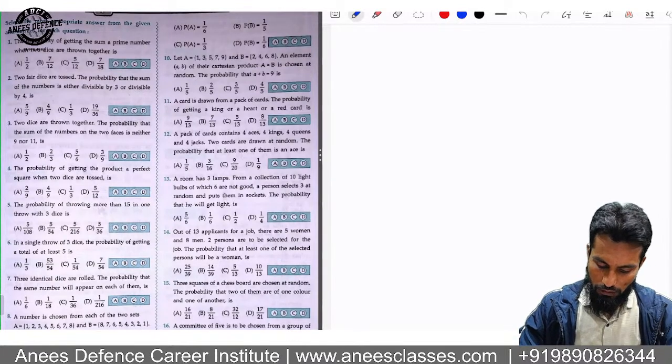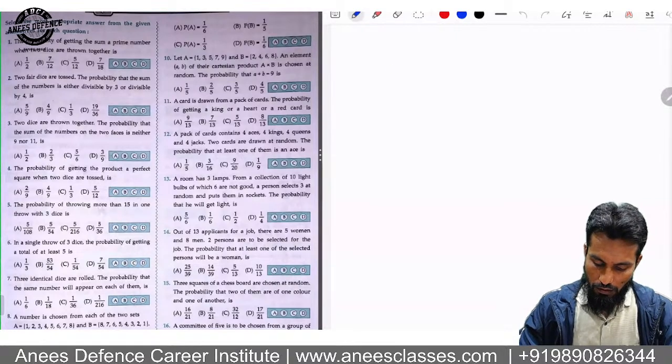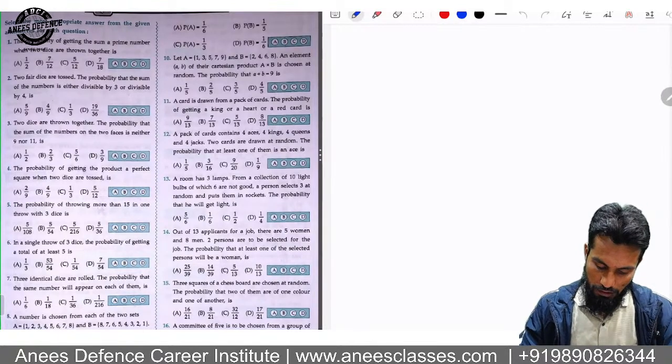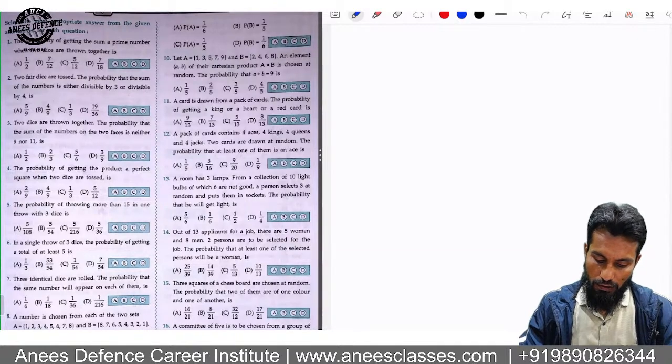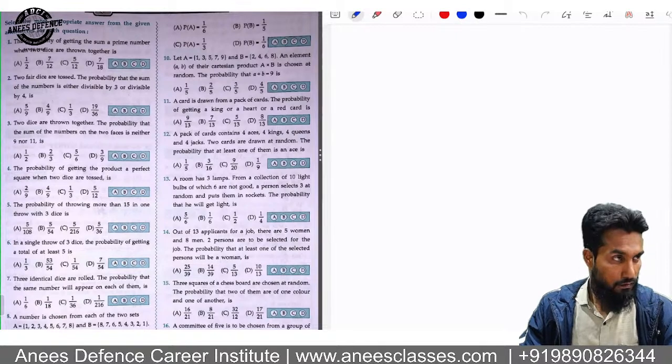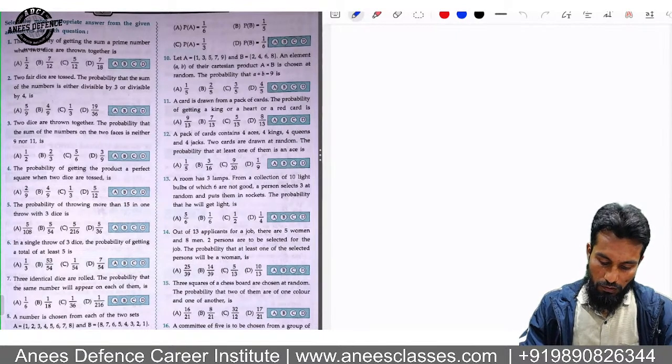Okay, it's a small question. Let me also read it so that others can understand it well. A card is drawn from a pack of cards. The probability of getting a king or a heart or a red card is what? First of all, you should see how many red cards are there. It is 26, and under a red card, heart will be 2, and in heart there is one king. So you are saying that 7 by 13 will be your option, which means 7 into 4, 28 by 52.